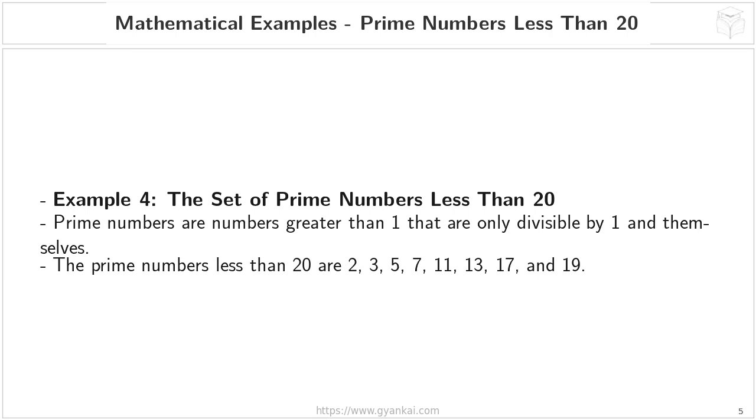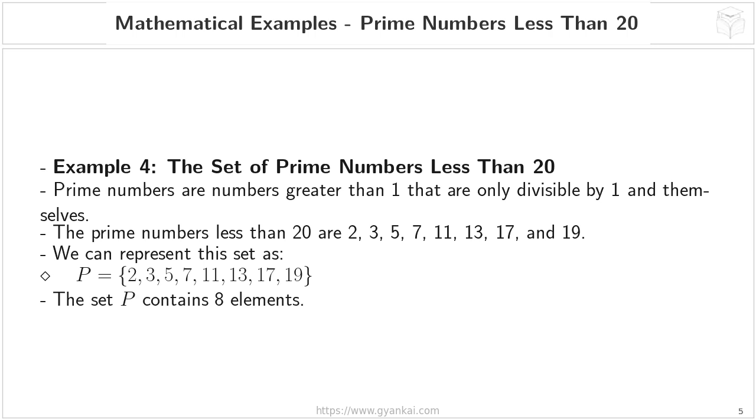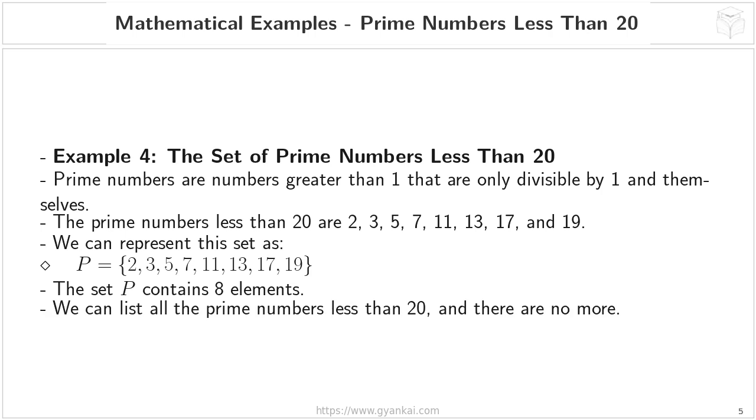Notice how we can systematically find them by checking divisibility. We can represent this set using set notation. The slide shows this as P equals the set containing 2, 3, 5, 7, 11, 13, 17, and 19, where the elements are enclosed within curly braces. If we count these numbers, we find that the set P contains 8 elements. And this is crucial. We can list all the prime numbers less than 20, and we know we've listed them all. There aren't any others. This is what makes it a finite set.